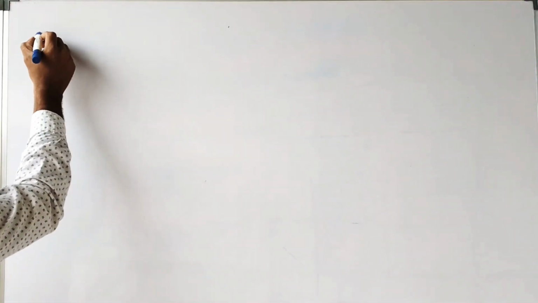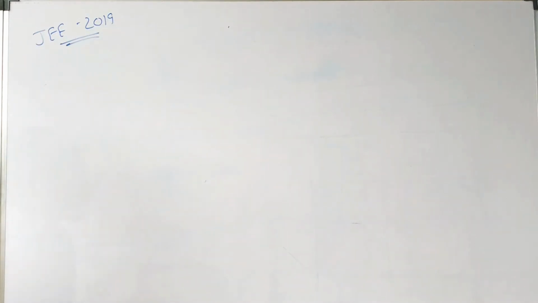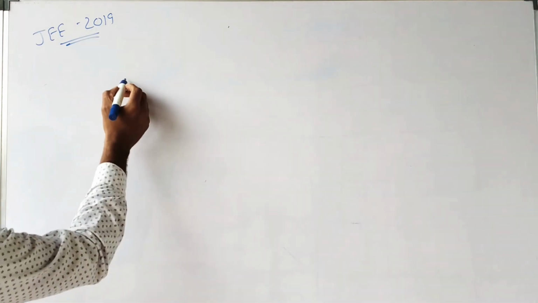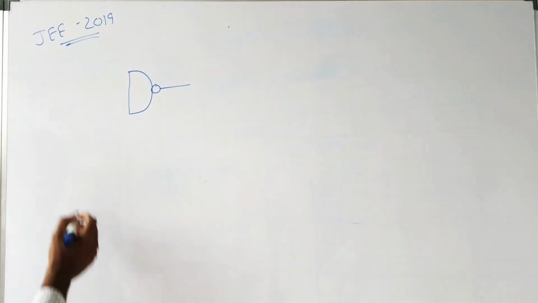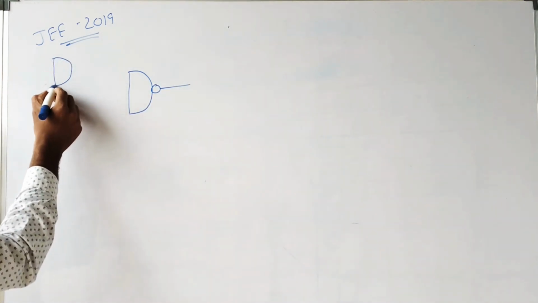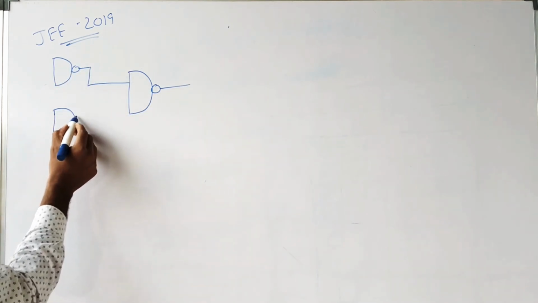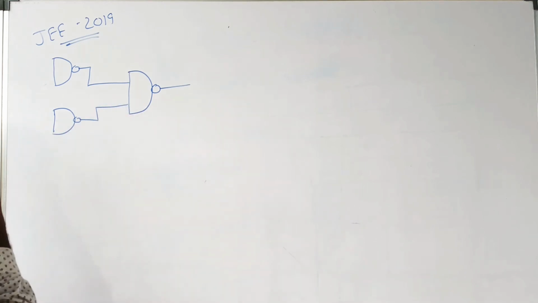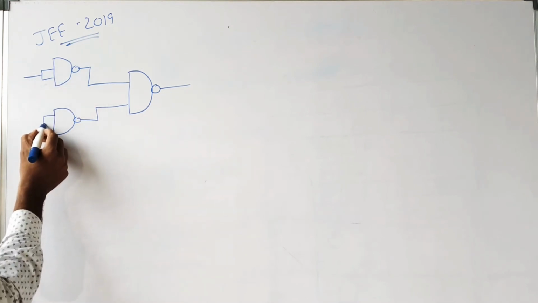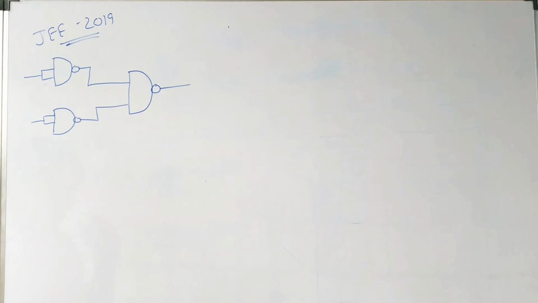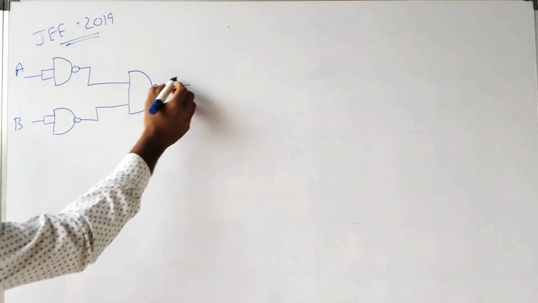Look at the JEE 2019 question. They have given it in such a way that one NAND gate is given, and also these are also NAND gates only. A and B are the inputs and Y is the output.